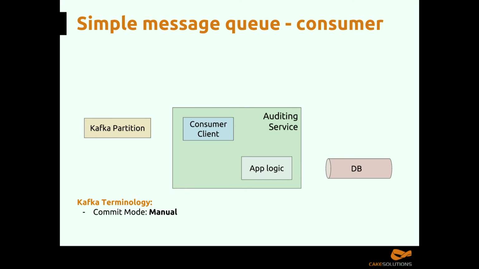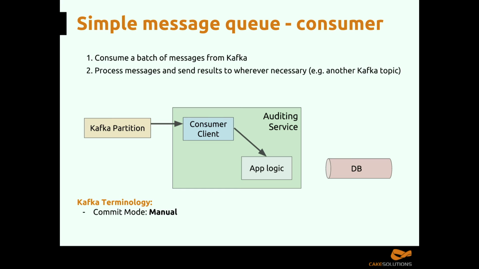Here we have a high-level example of our auditing service application, which receives messages from Kafka, performs some kind of processing or transformation, and saves the results into a database. On the left-hand side, we have the Kafka partition, which our application consumes messages from. The application uses a Kafka client for consuming these messages in batches, and passes the messages onwards to the processing logic. After the batch has been processed and stored in the database, the batch delivery is confirmed back to Kafka.